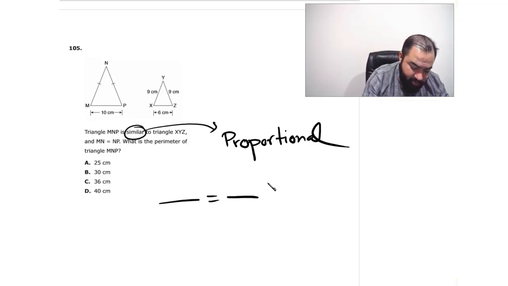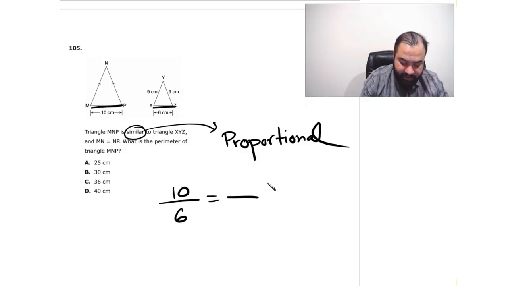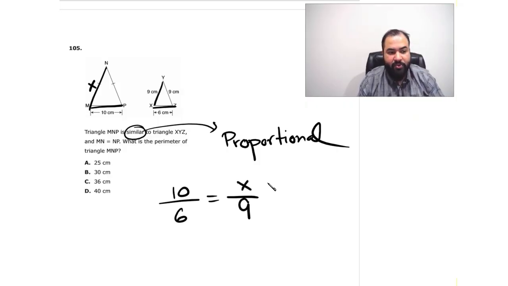So I know this side is 10, this is 6. So let's put 10 over 6. And I don't know what this side is. Let's say x, and this is 9. I can put x over 9. Right? Set up a simple proportion.